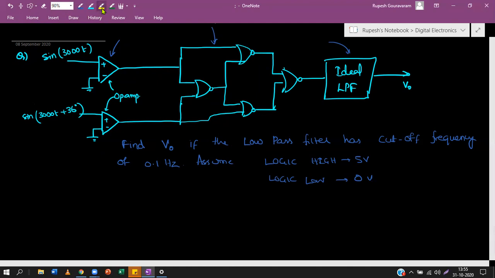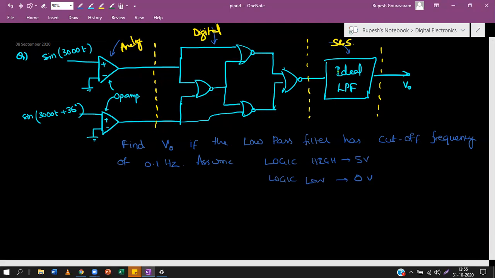Now, so let us divide this question into three parts. So one part till here, second part till here, and third part till here. Okay, so this part is related to analog circuit. This part is related to digital circuits, and this is related to signals and systems. Okay, now let us slowly learn through this question.